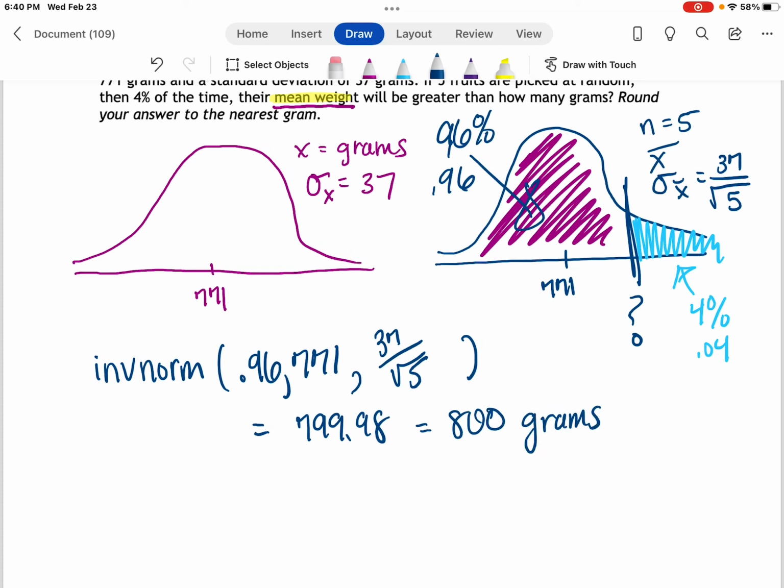So this value here is 800 grams. So 4% of the time you're going to get a mean of that sample that is greater than 800. And 96% of the time you're going to get a sample that has a mean that's less than 800 grams.